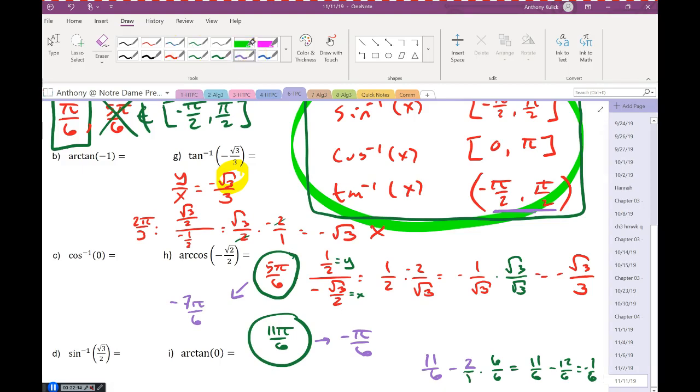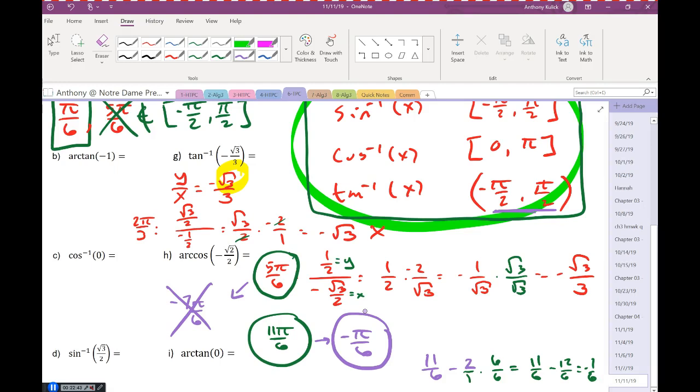Of those two answers, is negative 7 pi over 6 inside the range we're looking for? No, it's too small, right? Negative 1 1/6 is less than negative 1/2. Is negative pi over 6 inside the range we're looking for? Yes, right? That's bigger than negative 1/2 and smaller than positive 1/2.